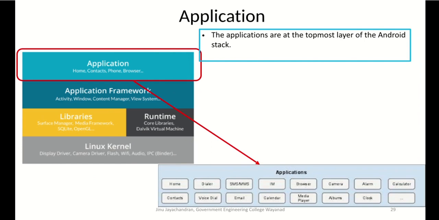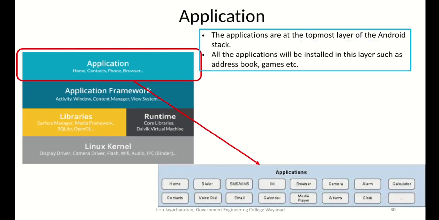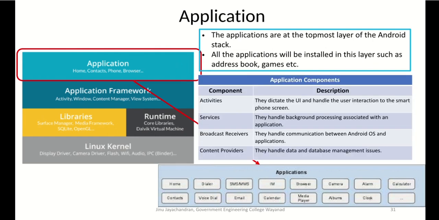The last and most important is the application itself. Applications are the topmost layer of the Android stack, and the user interacts with applications directly. Applications can range from a simple alarm clock to complicated media and video applications, browsers, instant messaging, calendar, email, SMS, contacts, voice, home, calculator. It can be any kind of application. Anybody can develop an application over the Android stack. This application will be installed in this application layer, and the application has many components.